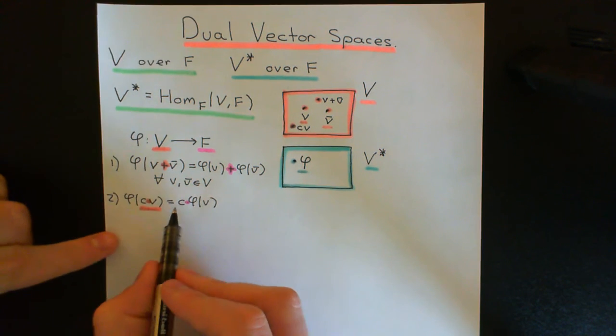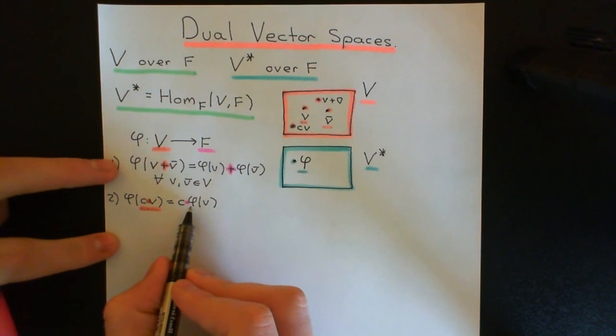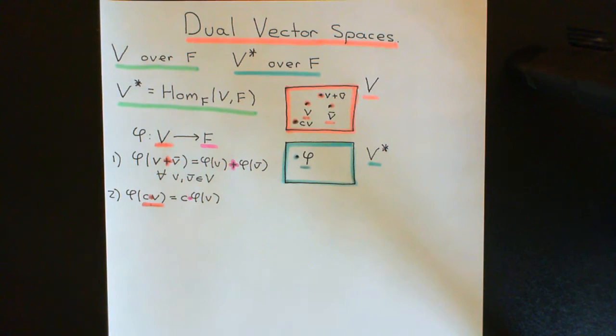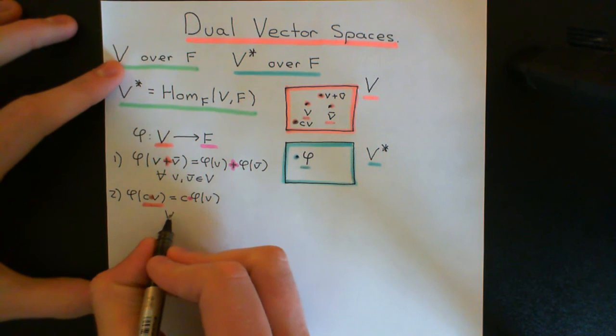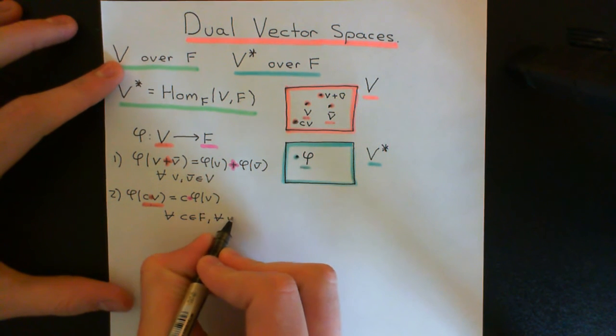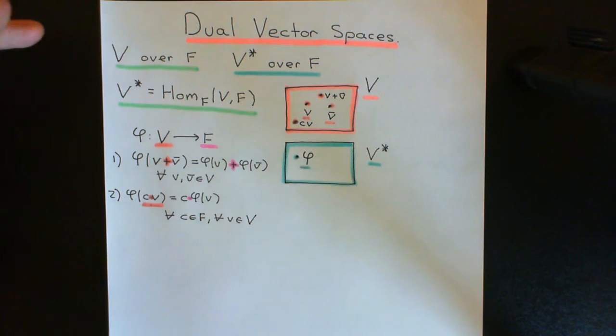So I'm multiplying C, the element of the field, by phi of V, which of course is another element of the field, to get a final element of the field. And I want these two different ways of doing this to give the exact same answer. And that needs to be true no matter what C you pick from the field and for all V you pick from the vector space capital V.